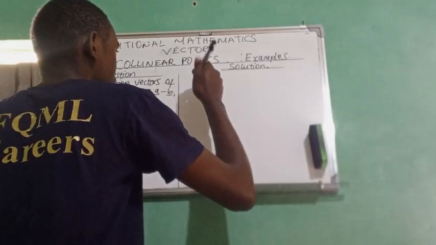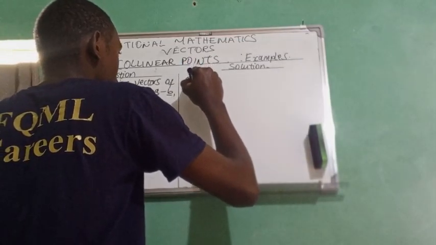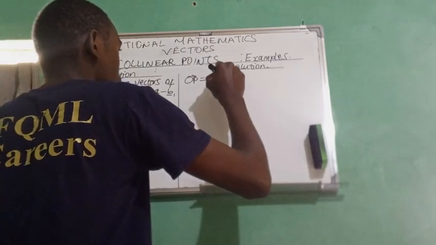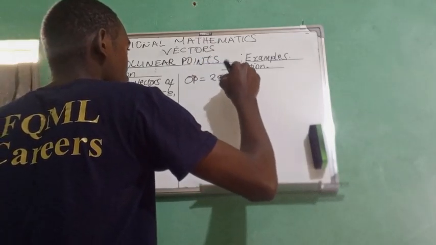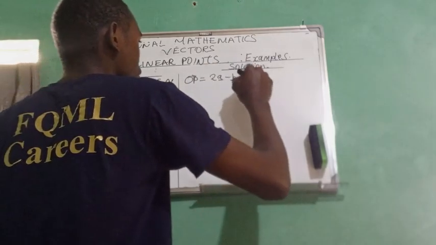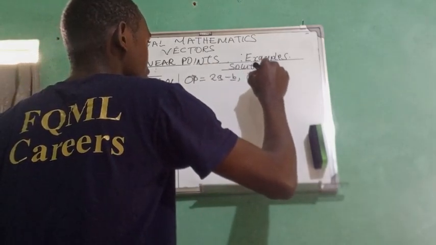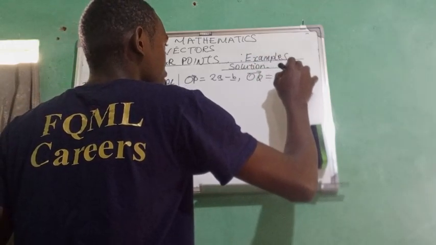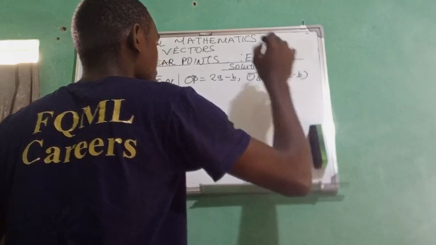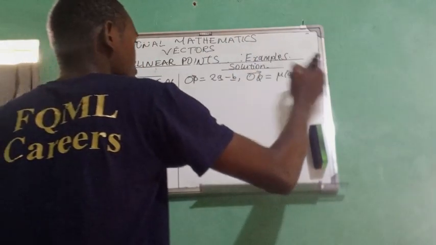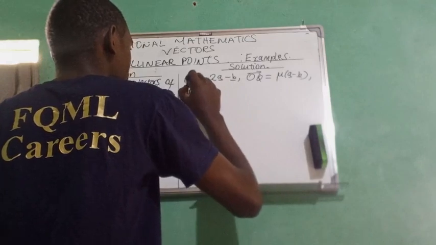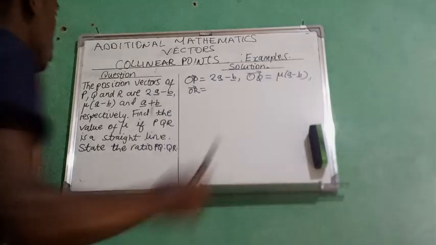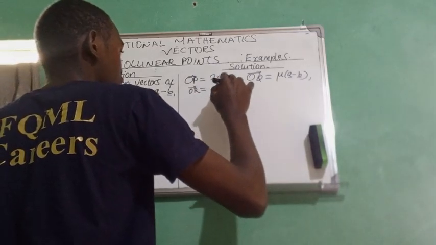So we are saying OP is equal to 2 of vector A minus vector B, and then we have OQ, which is equal to mu of vector A minus vector B, and then the last one, but not the least, OR, which is equal to vector A plus vector B.